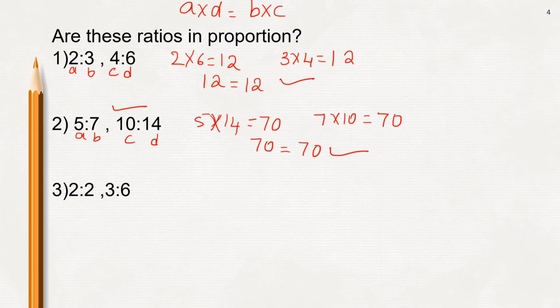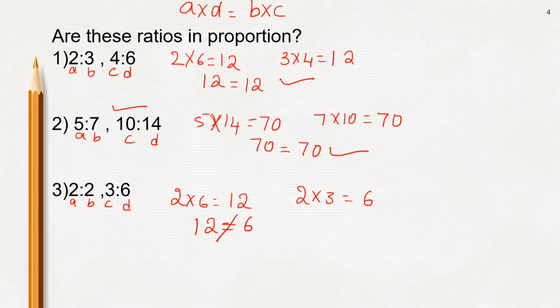Next, let us check with the third one whether the given ratios are proportionate or not. So here A, B, C, D. First multiply 2 into 6. What is 2 into 6? 12. And then 2 into 3, which is 6. Here we got the extremes as 12 and the means as 6. So both are not equal. As they are not equal, the given ratios are not in proportion.